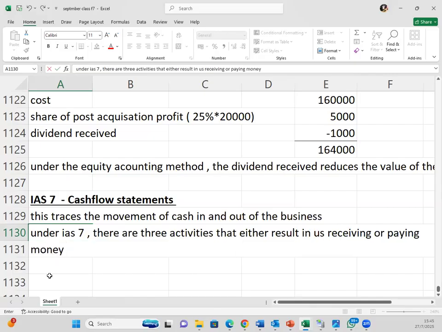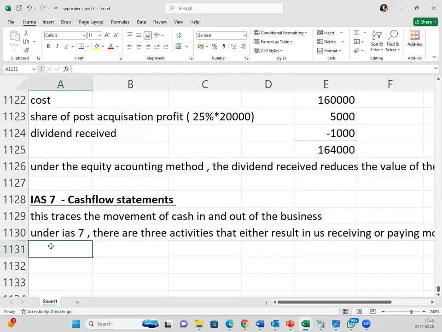So money is either received or paid as a result of three activities. Which are these three activities? The first activity is we have the operations. So we have the operating activities. The operating activities of the business, these are the day-to-day activities that the business is conducting.